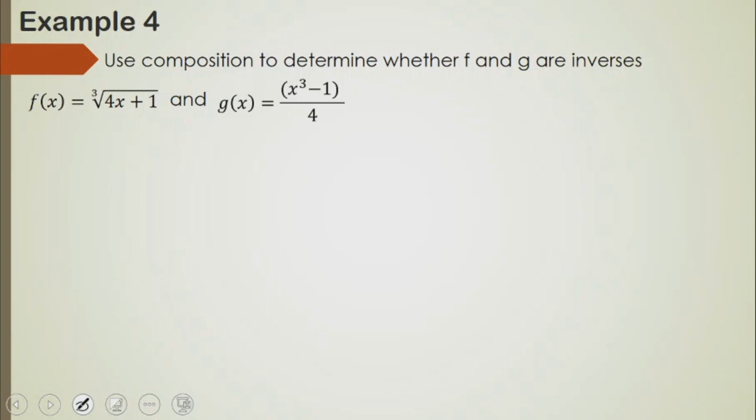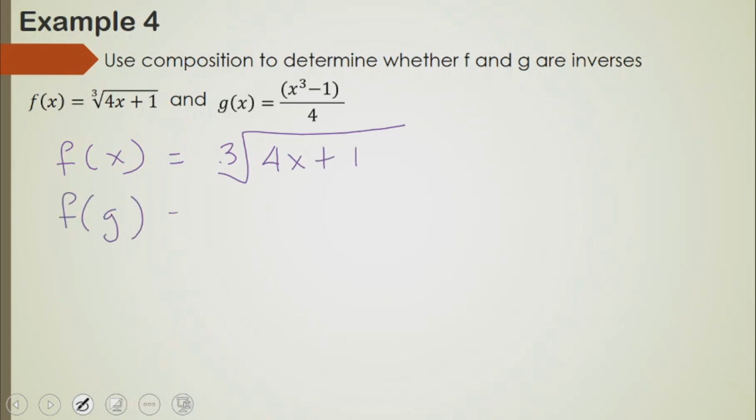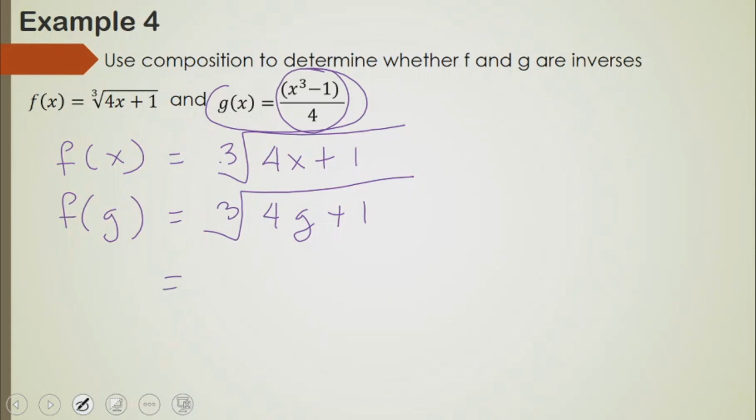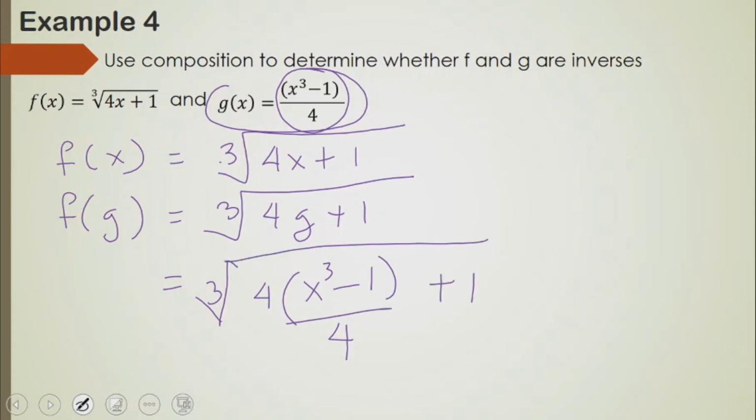So we are given these two functions. Our f of x equals the cube root of 4x plus 1. So we want to find f of g. Okay, so f of g is going to be the cube root of 4g plus 1. So we now need to put the entire g into the cube root. So this will be the cube root of 4 multiplied by (x raised to the power of 3 minus 1) divided by 4. So that's our g, plus 1. So don't forget the positive 1.